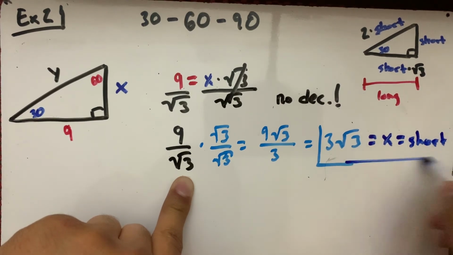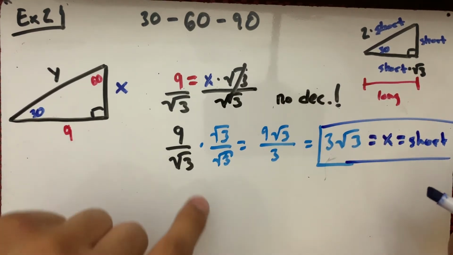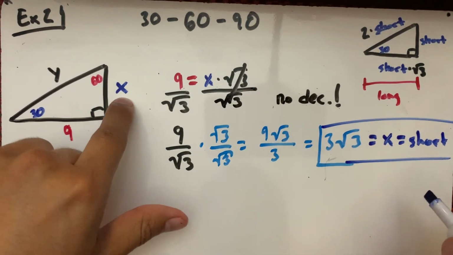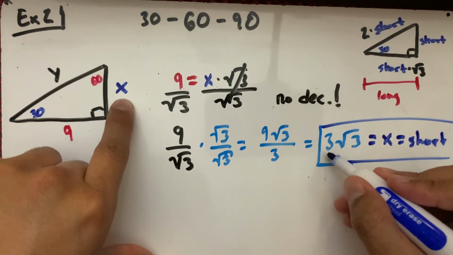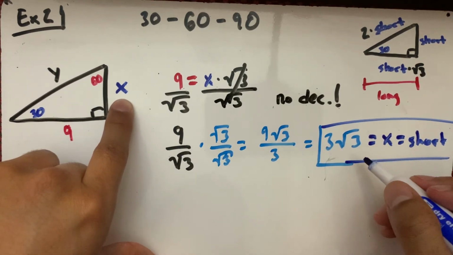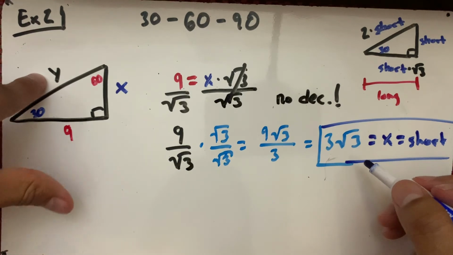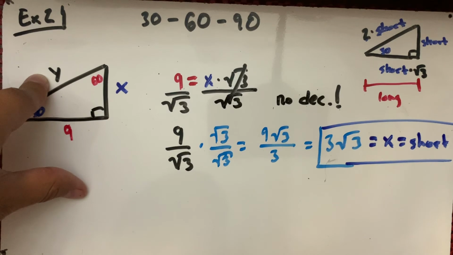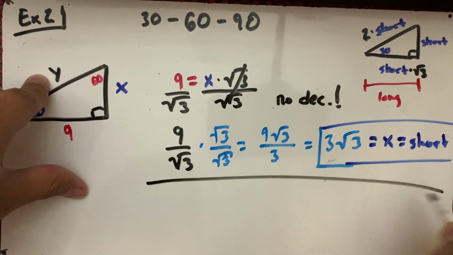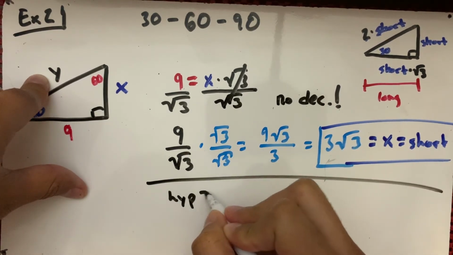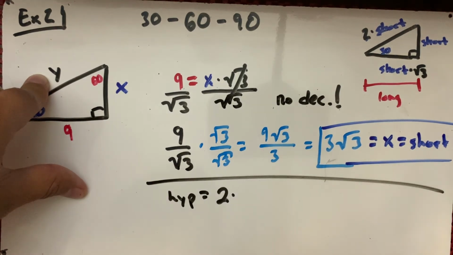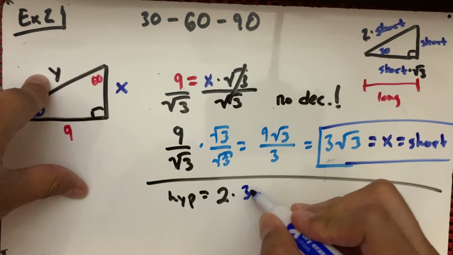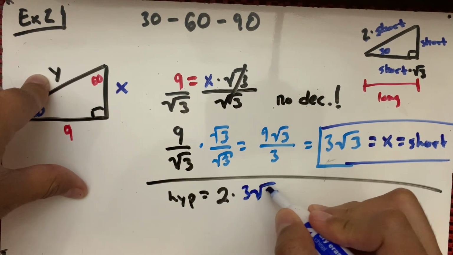And remember, we did this because the key to finding this 30, 60, 90 is to always find the short side. All right, so that's our number 1 goal. So we did it, accomplished. So the short side is equal to 3 square root 3. Now to find the long, or the hypotenuse, we know it's going to be 2 times the short side. So hypotenuse equals 2 times the short side, which we know is 3 square root 3.